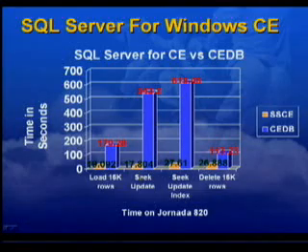This is a seek updating a non-index column, and then a seek updating an index column, where we randomly choose a primary key, seek to it, and then update the other values. So there are some good performance wins with SQL Server for Windows CE right now.